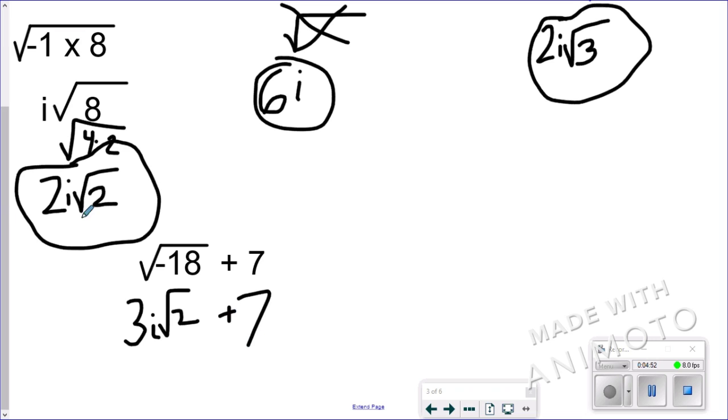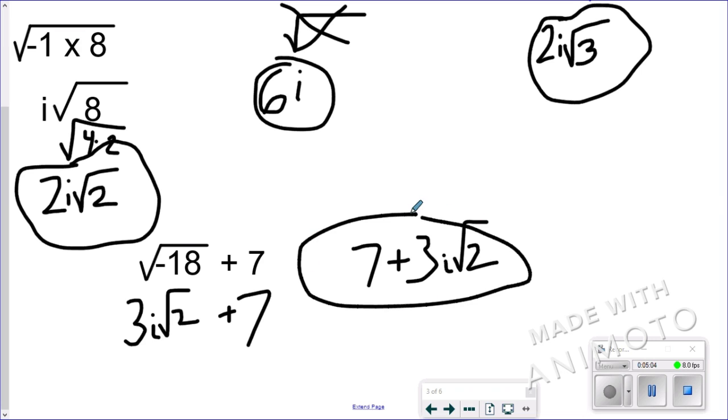The only thing is, because complex numbers should be written in a plus bi form, I would rewrite this as 7 plus 3i square root of 2, and there's your answer. You can't combine them because they're not like terms. It's just like if you had 7 plus 3x, you can't combine them.